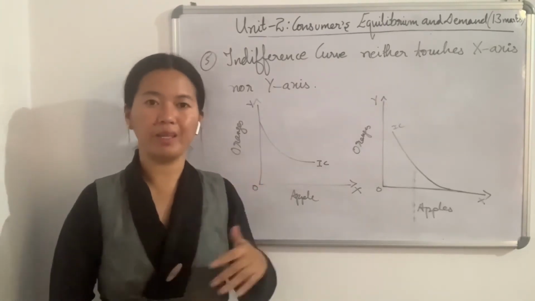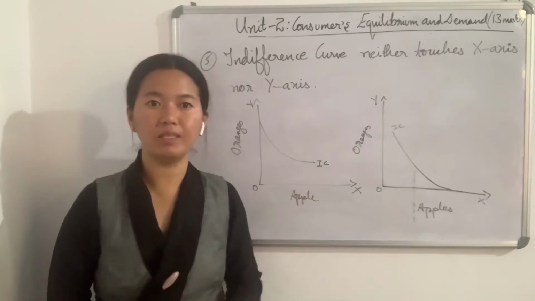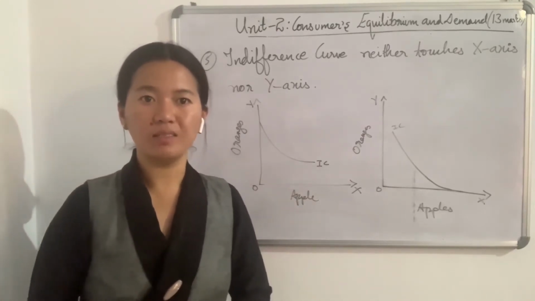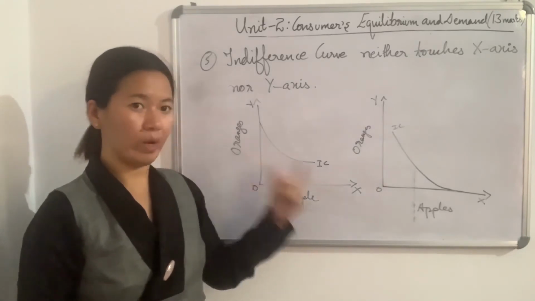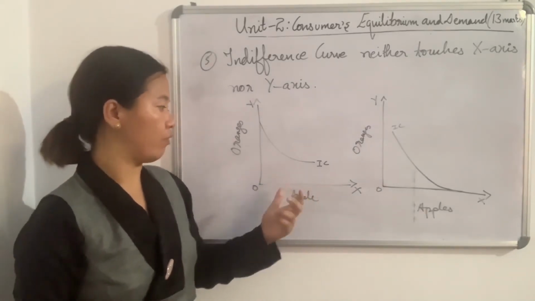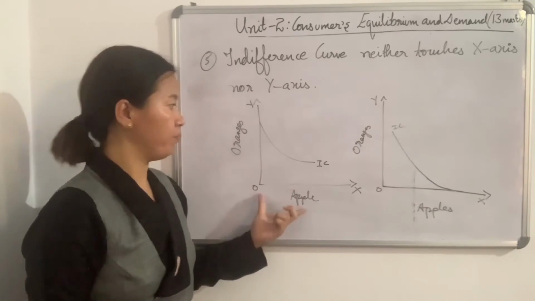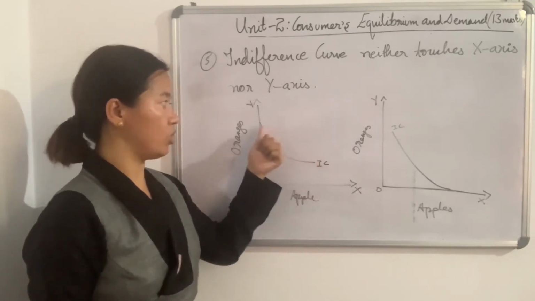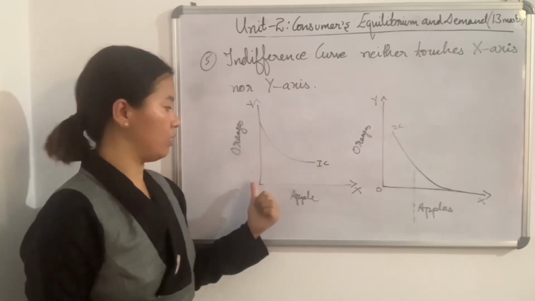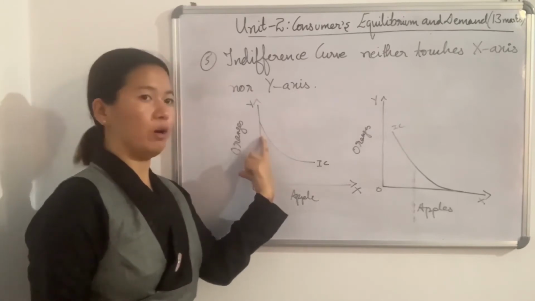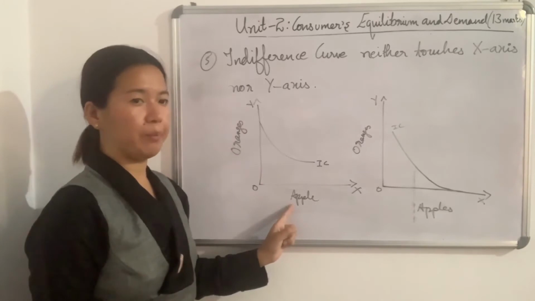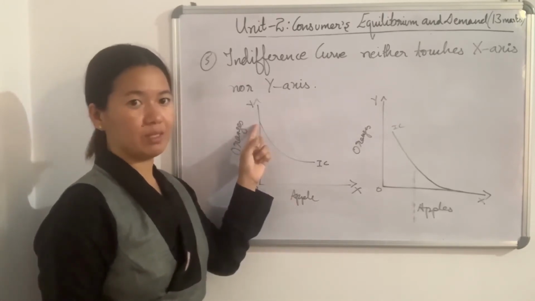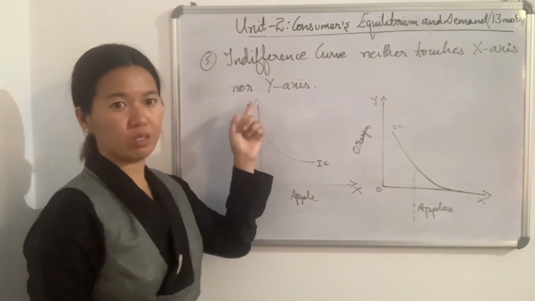the indifference curve analysis itself, or from the definition itself, it says that it is the consumption of two goods. And when we talk about touching the x-axis or y-axis, say for example in this first diagram, this indifference curve is touching the y-axis, which means that here he is consuming this much amount of oranges, but in this his consumption of apples is 0, which means that it is not relevant to indifference curve analysis.